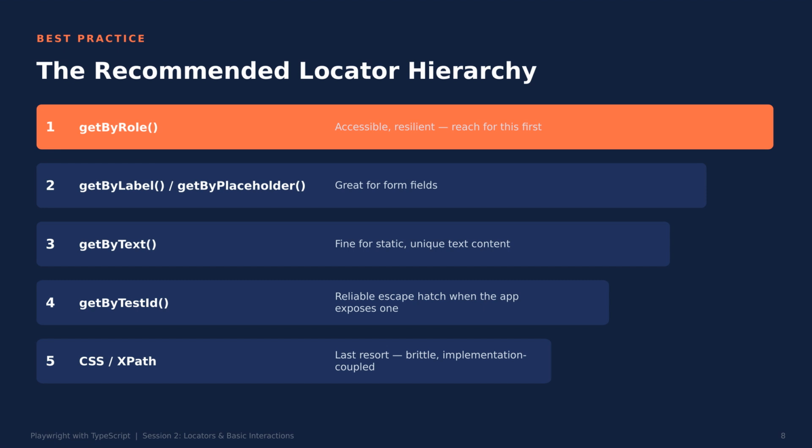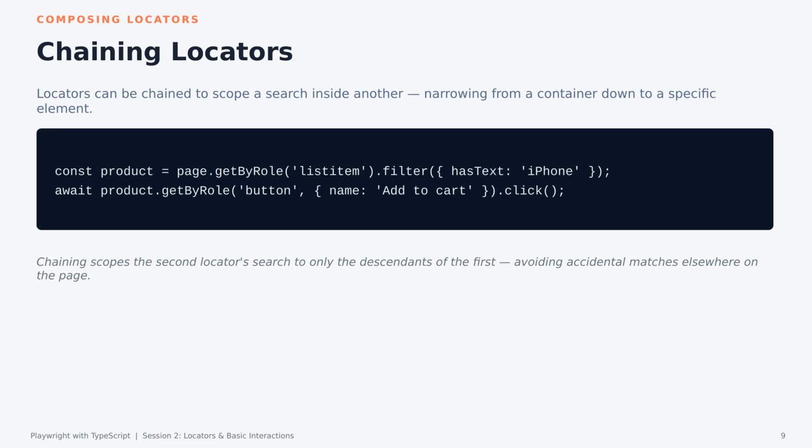And number 5, dead last, CSS or XPath. Treat this as a genuine last resort because it's brittle and tightly coupled to implementation. If you remember nothing else from this slide, default to getByRole and only step down this list when you have a real reason to. Let's move into composing locators, starting with chaining.